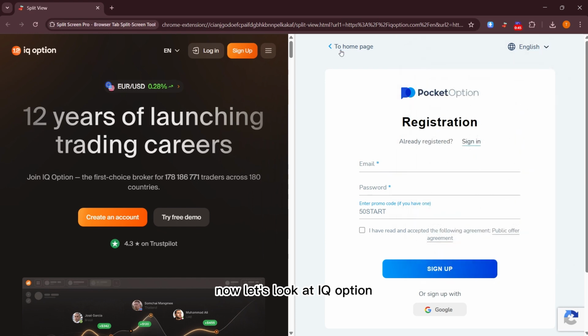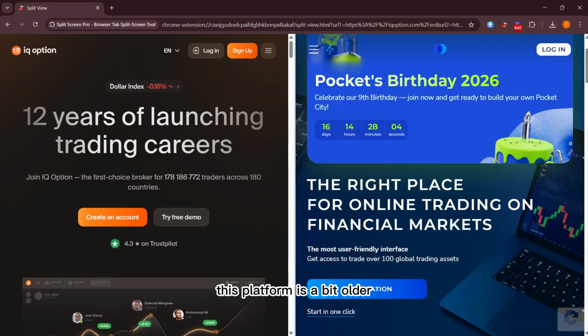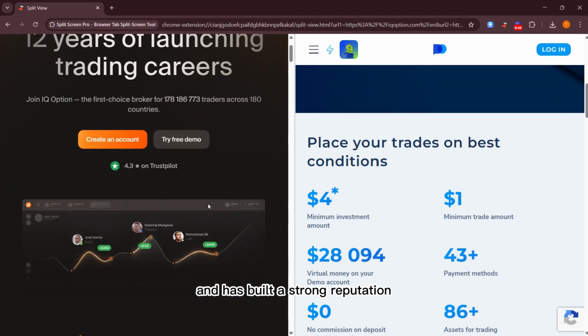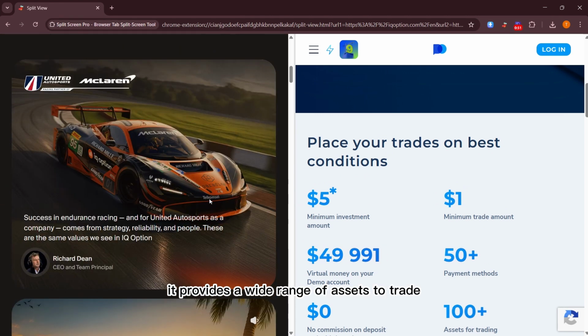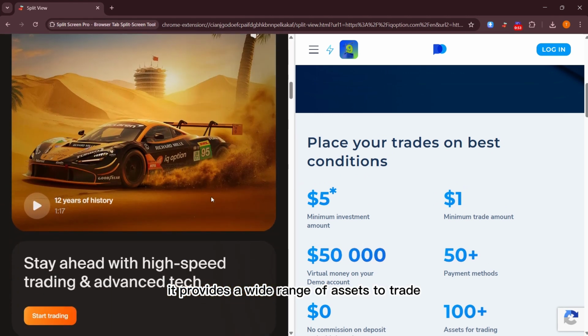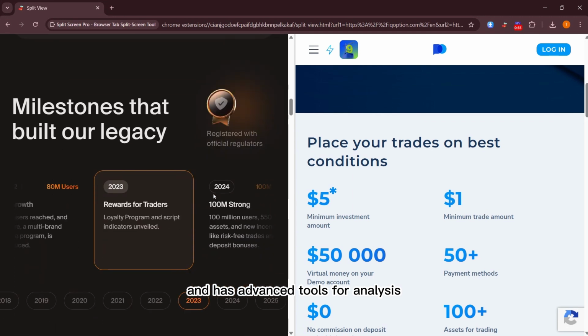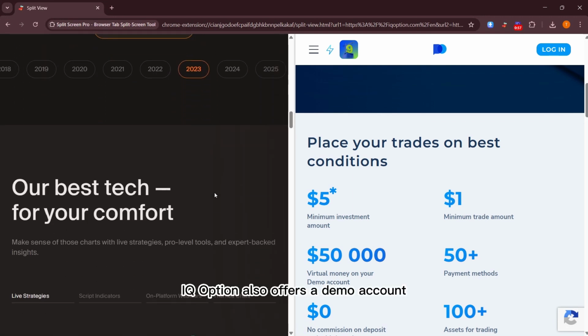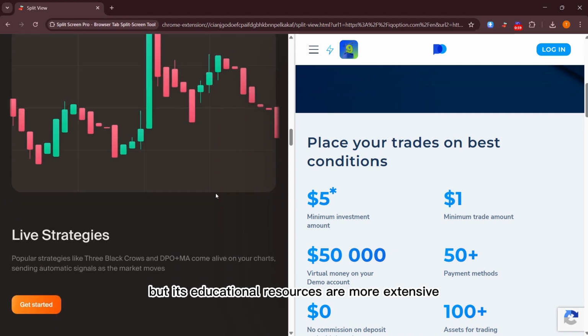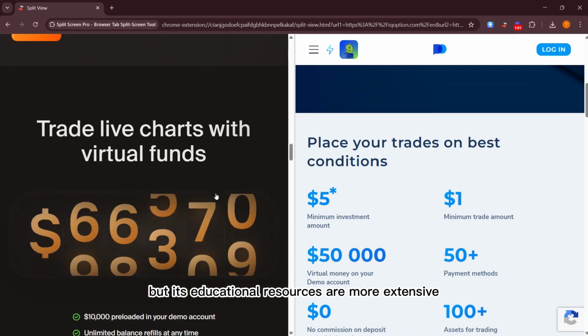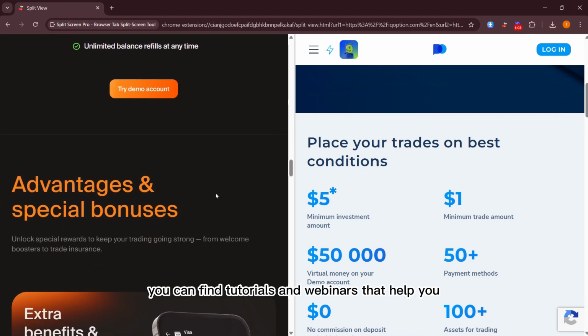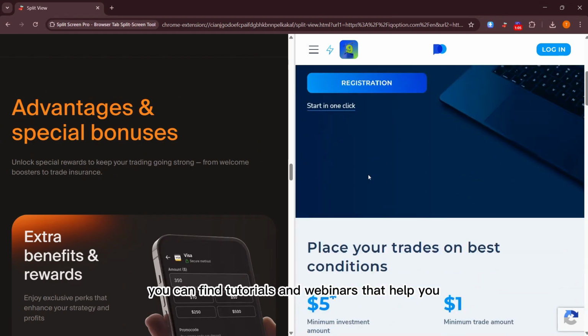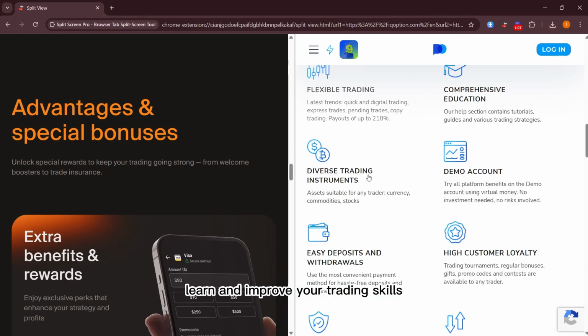Now, let's look at IQ Option. This platform is a bit older and has built a strong reputation. It provides a wide range of assets to trade and has advanced tools for analysis. IQ Option also offers a demo account, but its educational resources are more extensive. You can find tutorials and webinars that help you learn and improve your trading skills.